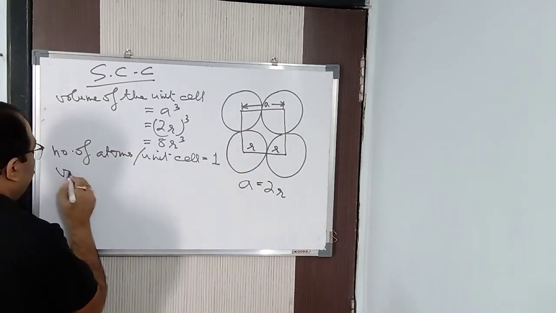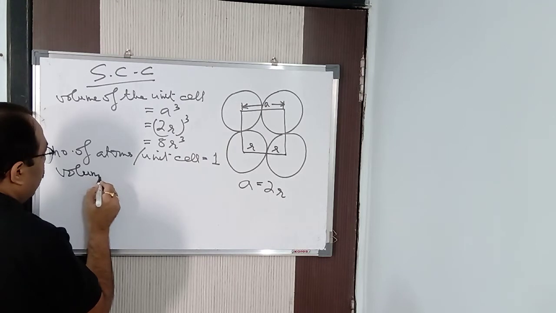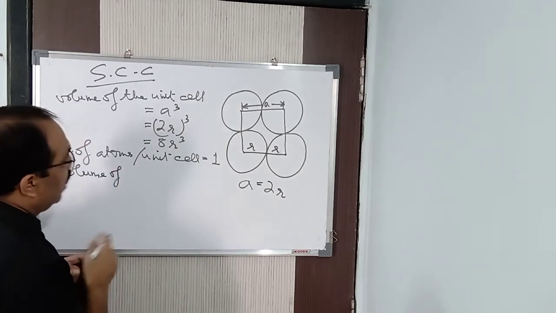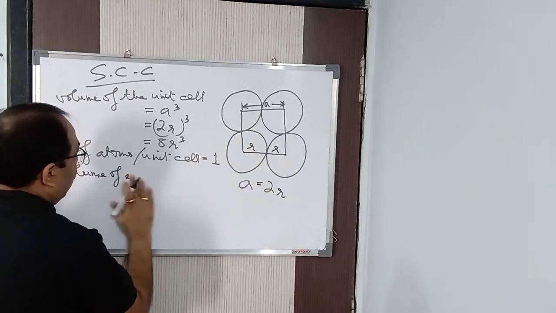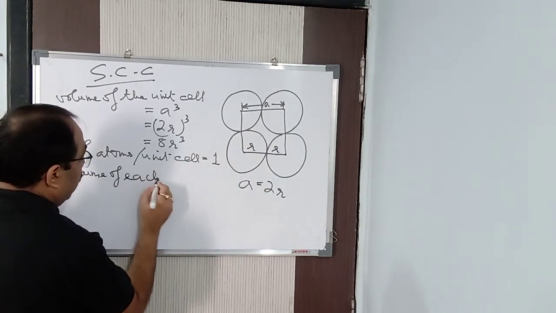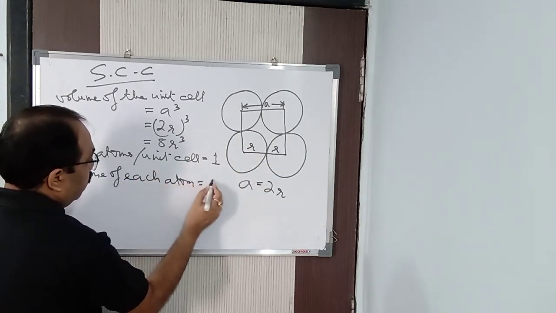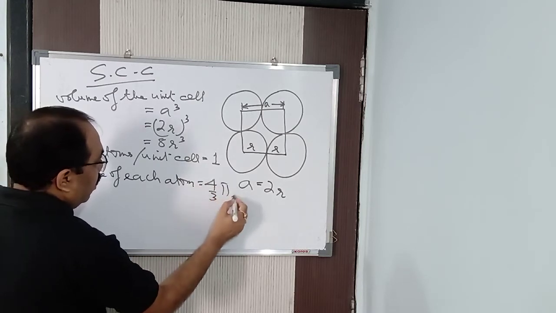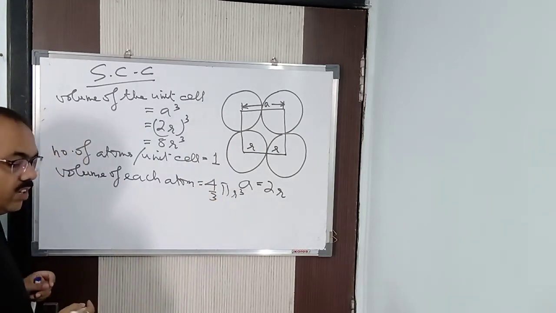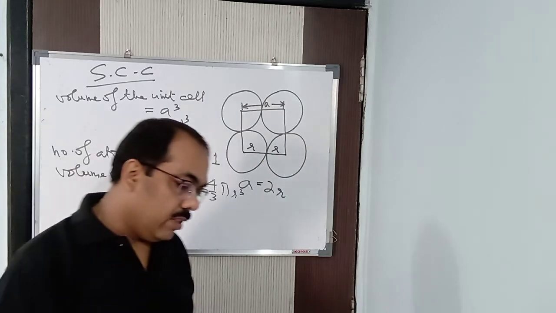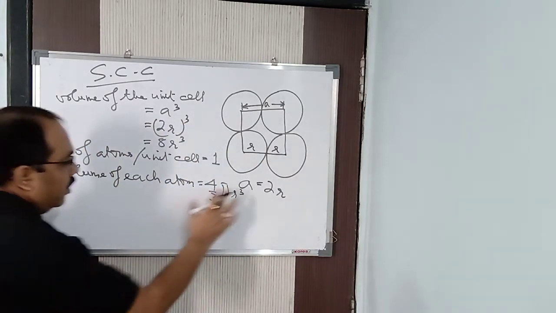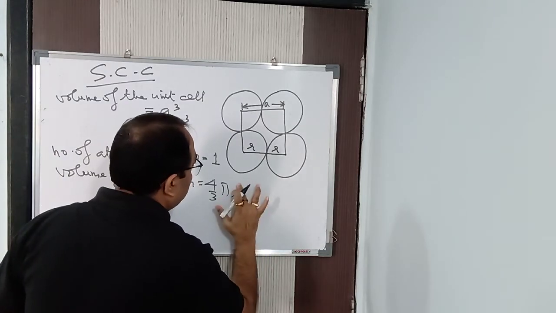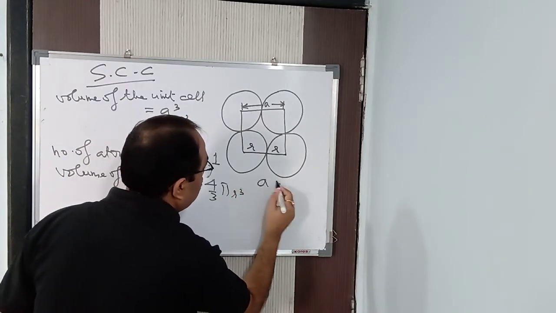Now, what is the volume of each atom? This atom, volume of each atom. The atom is spherical, so what is the volume? 4 by 3 pi r cube. We can say that the volume is 4 by 3 pi r cube. Clear? You know it. Let me write this a little bit here, otherwise you will get confused later on. A is equal to 2r.